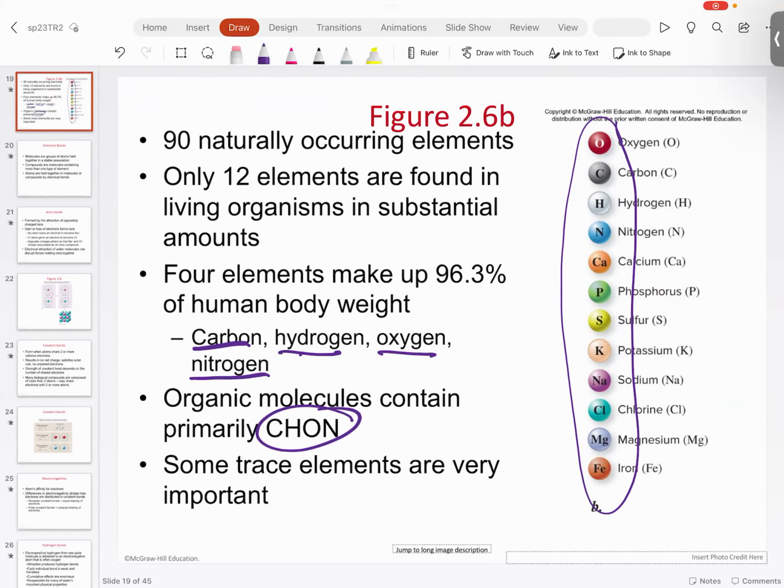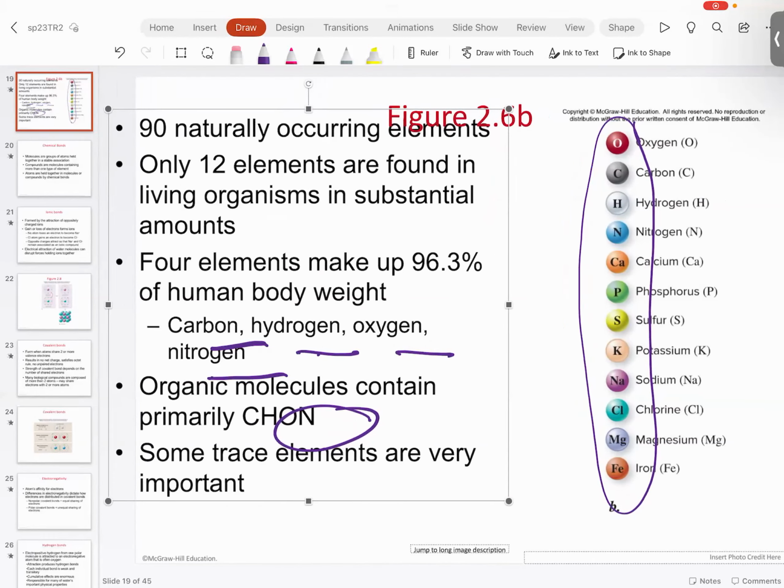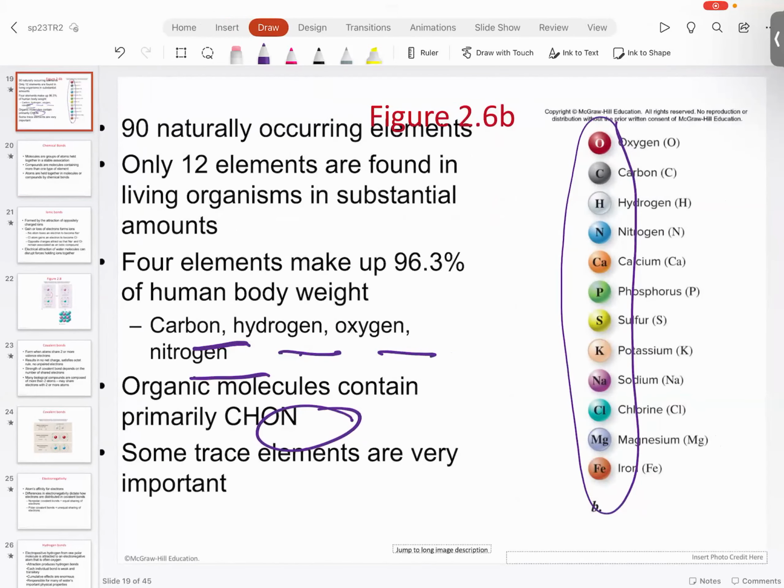So of all the 90, we can boil it down to this list, and of all of this, the overwhelming majority comes down to 4. That's kind of crazy, right? So this is something I want to sketch out, because this blows students away a lot of times. We think, oh, these are all naturally occurring, so they must be in us. No, we're just the tiniest fraction of all the naturally occurring elements that are out there.